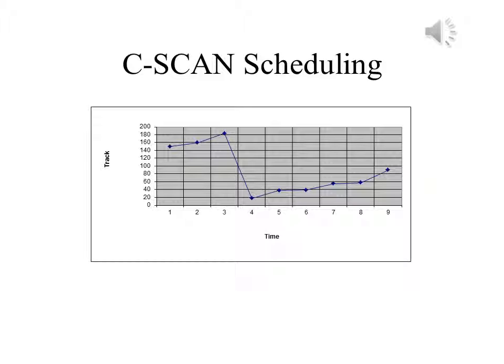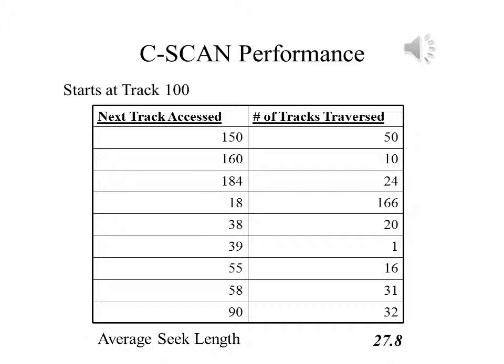This is a little less efficient than scan scheduling because no work is done on the return trip. But it is a little more equitable because scan tends to favor the innermost and outermost tracks over the tracks in the middle. In our example, you will notice that there is no discernible difference in average seek length between scan and C-scan.